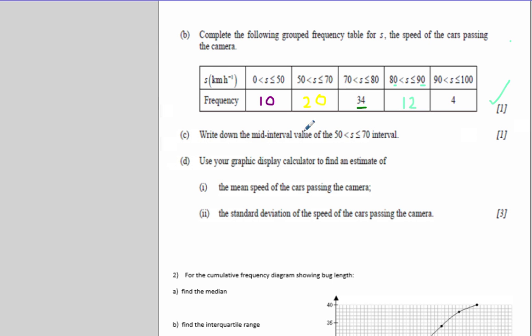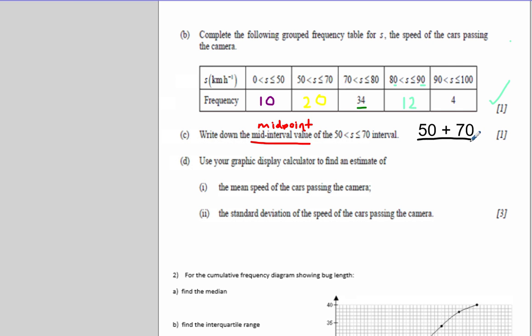Write down the mid-interval. So by mid-interval, they mean mid-interval value. They're asking for the midpoint. So mid-interval value, they're asking for the midpoint of 50 to 70. If you're not sure how to do that, you can just add 50 and 70 together and divide by 2. So it's so slow writing like this. They're asking for the midpoint. So we can do 50 plus 70 all over 2. So I'll do that with a pen.